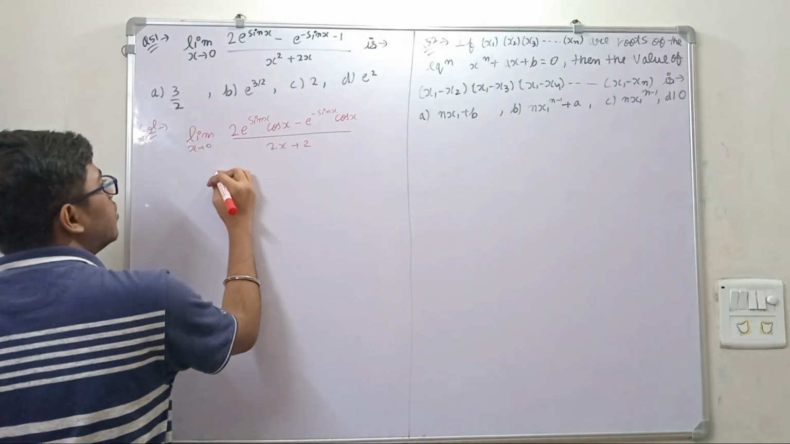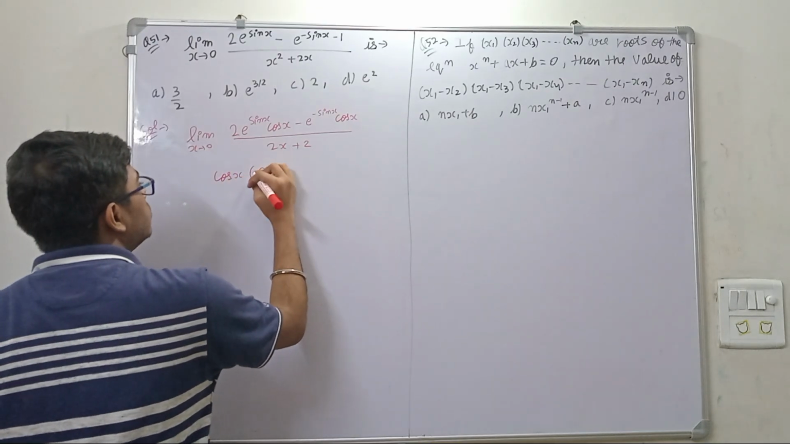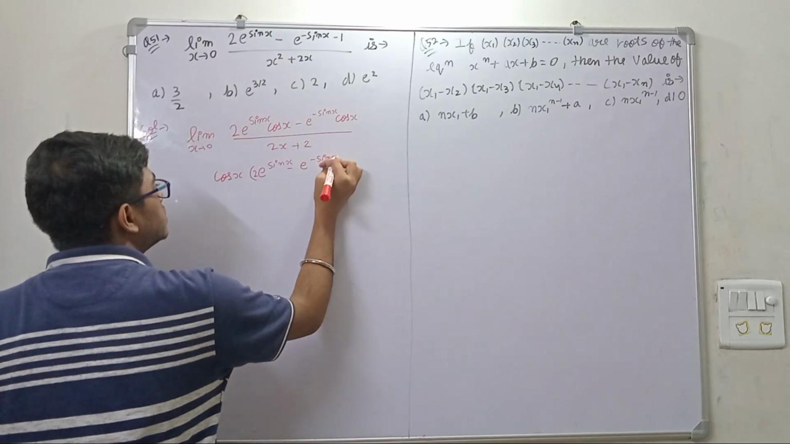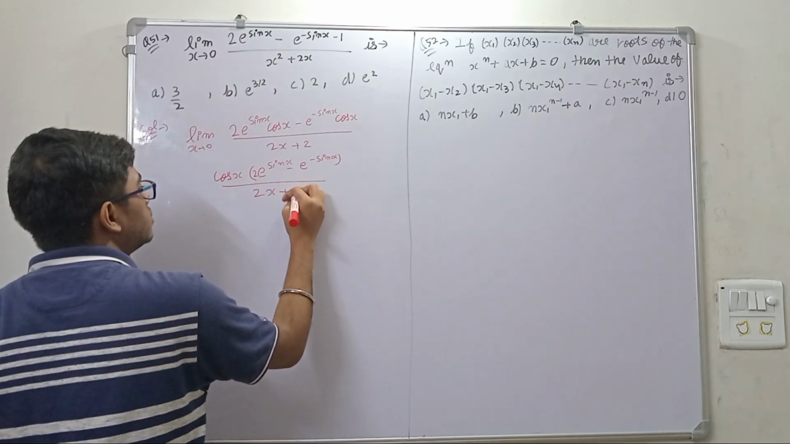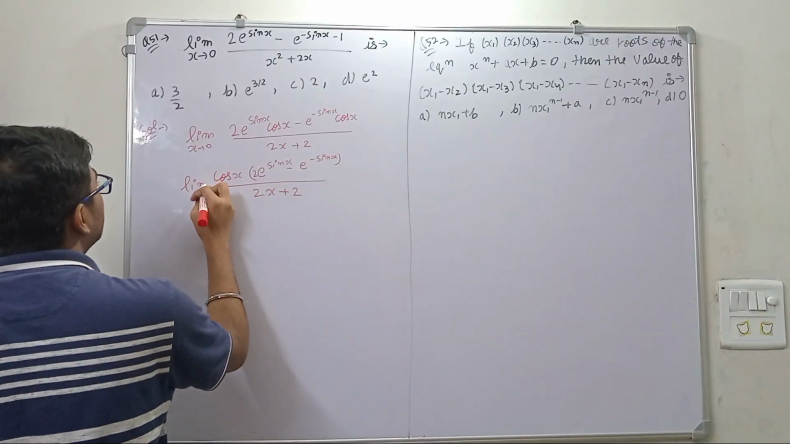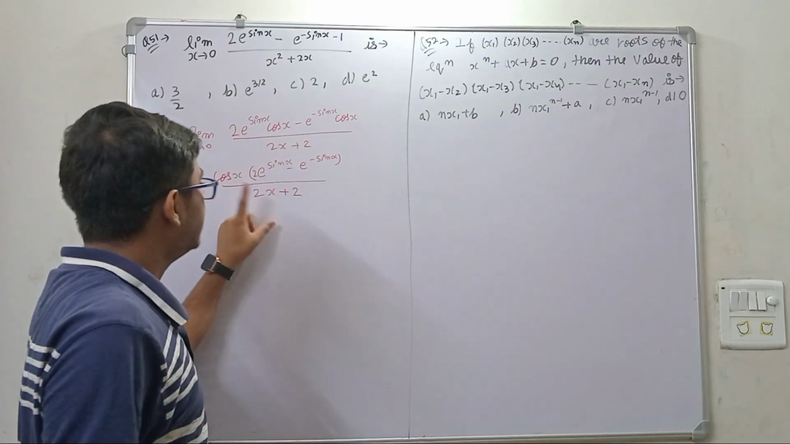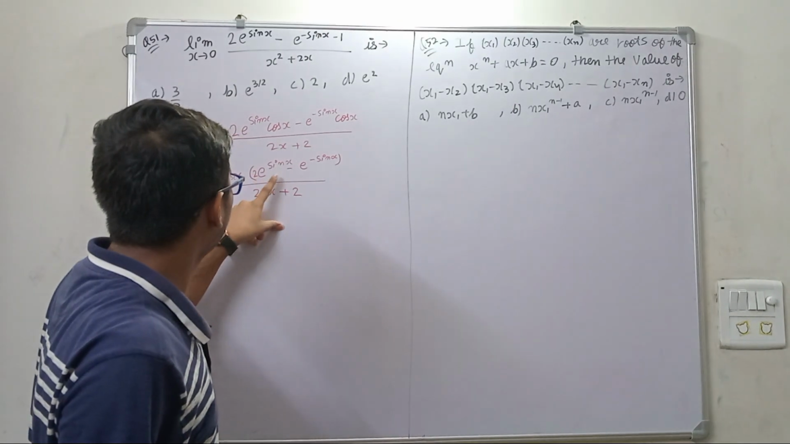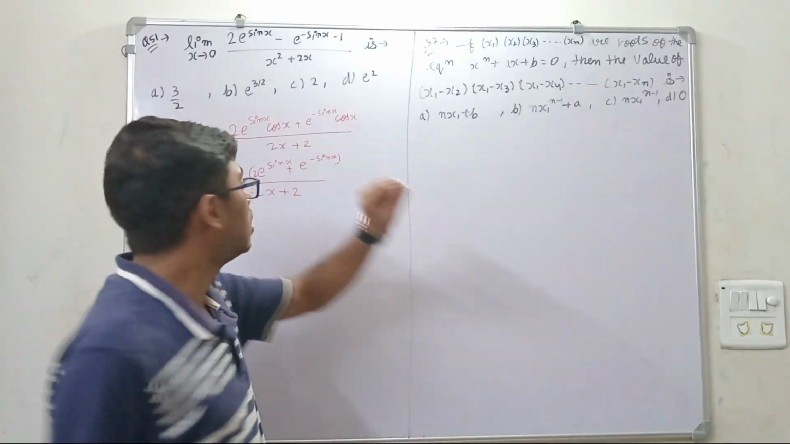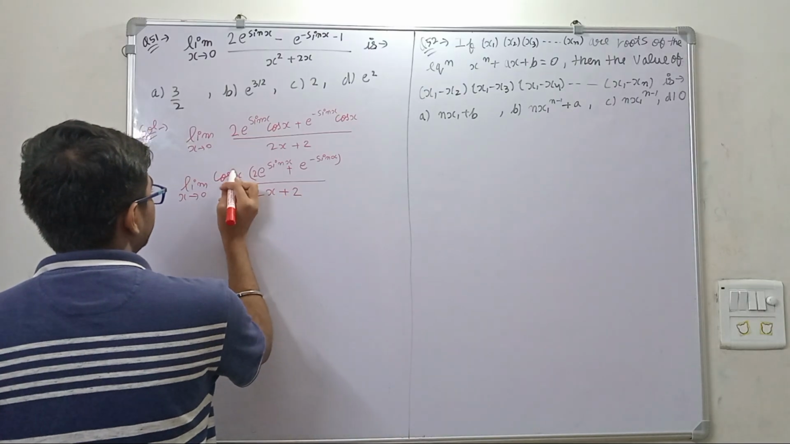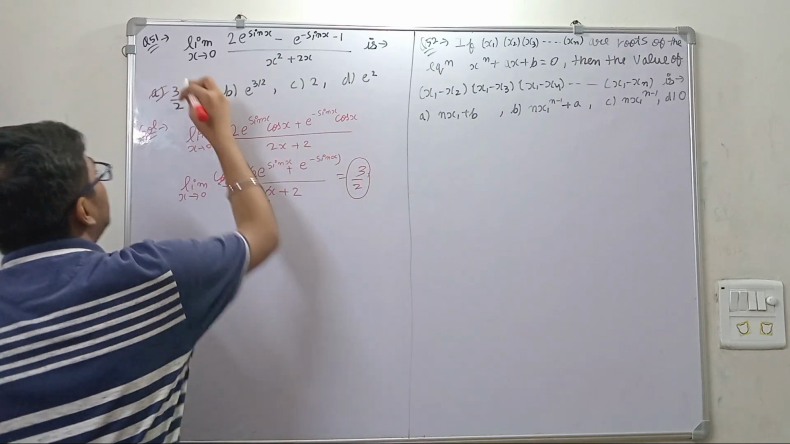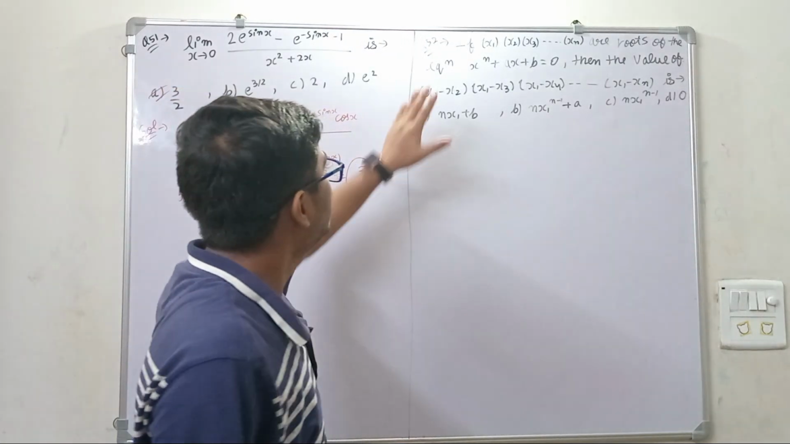Take cos x common, and this will be cos x times 2e to the power sin x minus e to the power minus sin x, upon 2x plus 2. Now if you tend x to 0, then this will be 2, and minus minus becomes plus, because the derivative of minus sin x will be minus cos x, and minus minus is plus. So x tends to 0, cos 0 is 1, this will be 0, 2 plus 1 is 3. So 3 by 2 is the answer, option number A. Very easy question, the L'Hopital rule is applied. Now moving on to the next question.